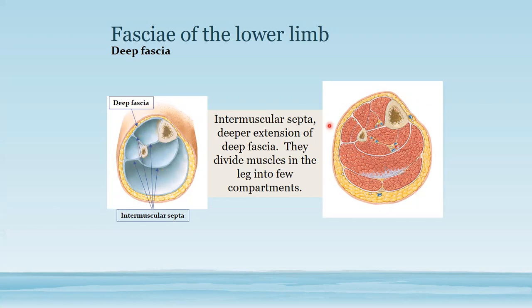Okay, this is the leg. Okay, the cross section of the leg. You can see this is the intermuscular septum, which is an extension of the deep fascia of the leg, which is the crural fascia.